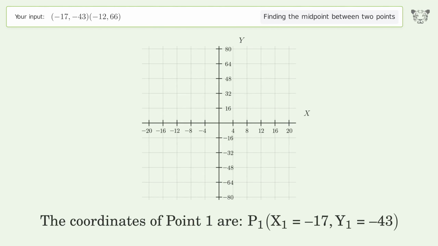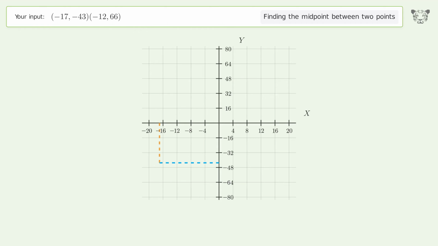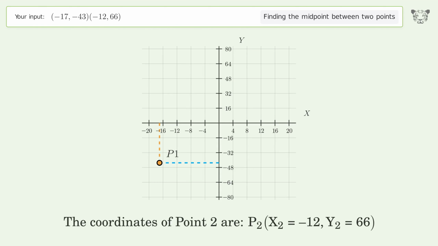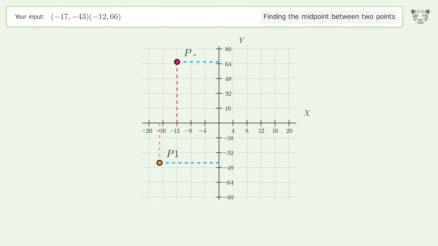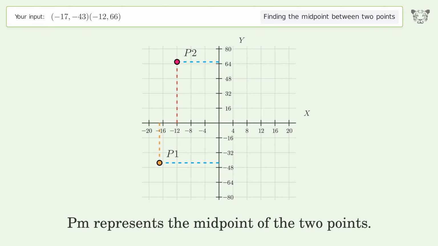The coordinates of point 1 are, x1 equals negative 17, y1 equals negative 43. The coordinates of point 2 are, x2 equals negative 12, y2 equals 66. PM represents the midpoint of the 2 points.